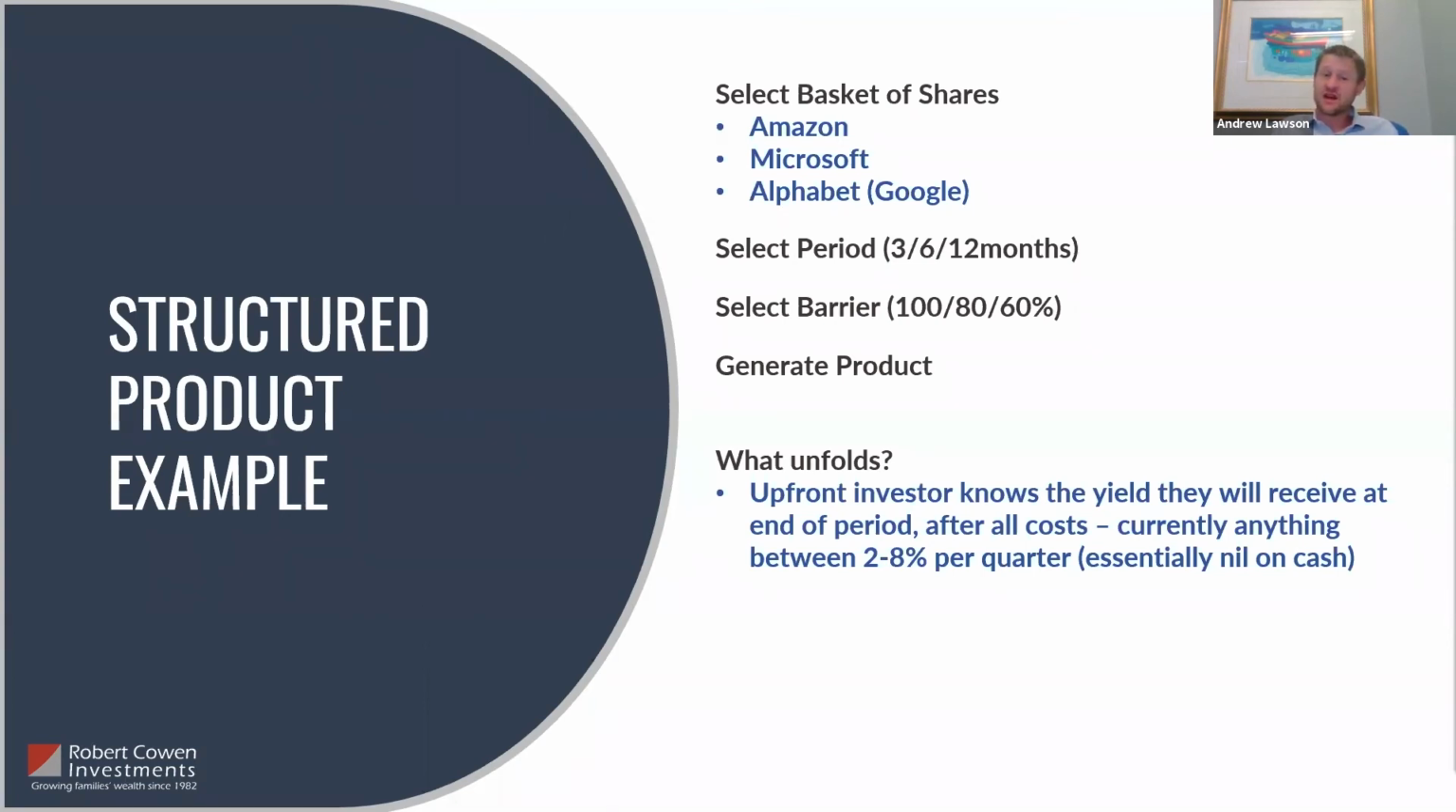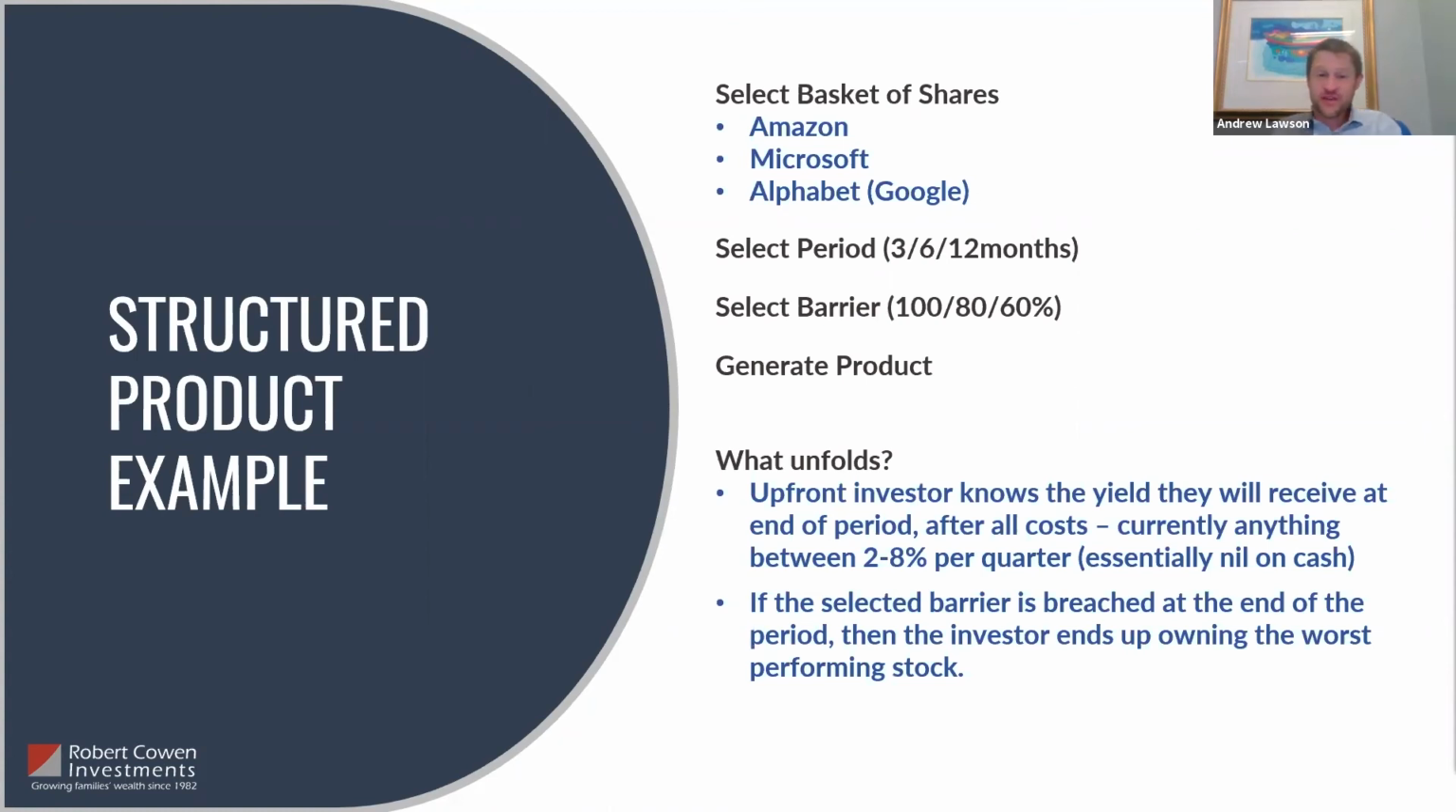It's a very tempting or very appealing yield to be getting. What happens in the worst case scenario? So the worst case scenario is that at the end of the period, not at any point during the period, at the last day, so let's assume 3 months later, if one of those shares is lower than the barrier that you've selected, you would end up owning that share. You would still receive your income yield, so you would still get the 2 or 8%, but you would, instead of the product just lapsing, you would actually physically own the share.